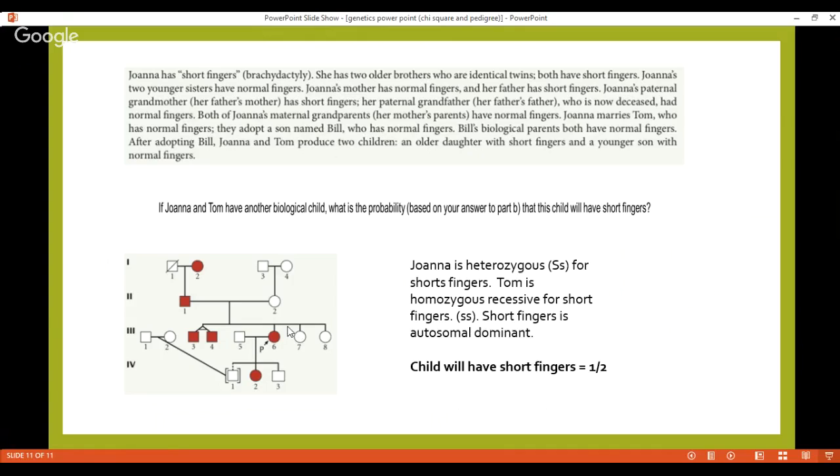We know that Joanna is going to be heterozygous because her mother does not have short fingers and her father does. And we know that Tom is going to be homozygous because there's no family history of short fingers. So when you cross these two, there's approximately a 50% chance their children will have short fingers. So we can see right here that the probability that the child will have short fingers is going to be 1/2.